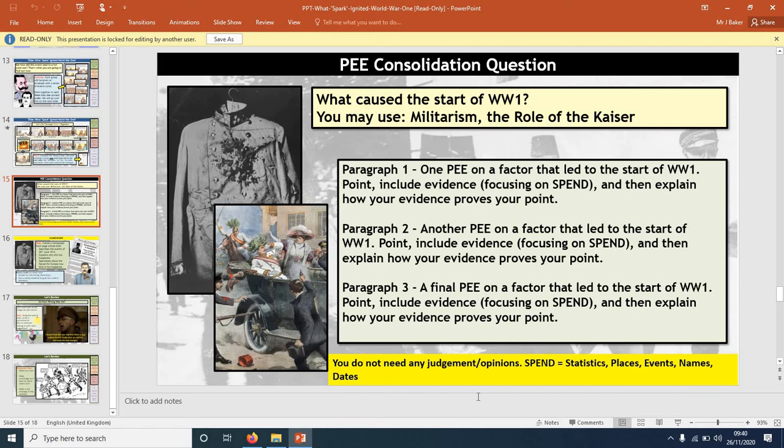Apart from that, you need to research, plan, and then write out that exam question at the top. That can be your title. And then if you finish, research the Schlieffen Plan and make the notes in your book. All this work needs to be done in your exercise books, please.